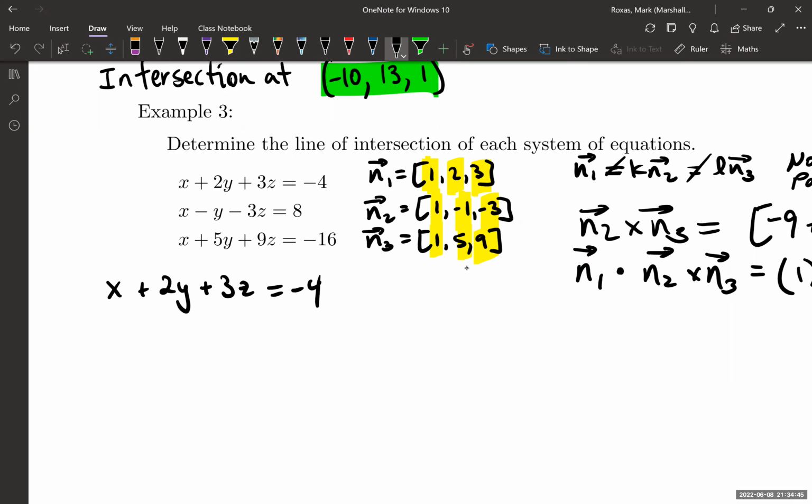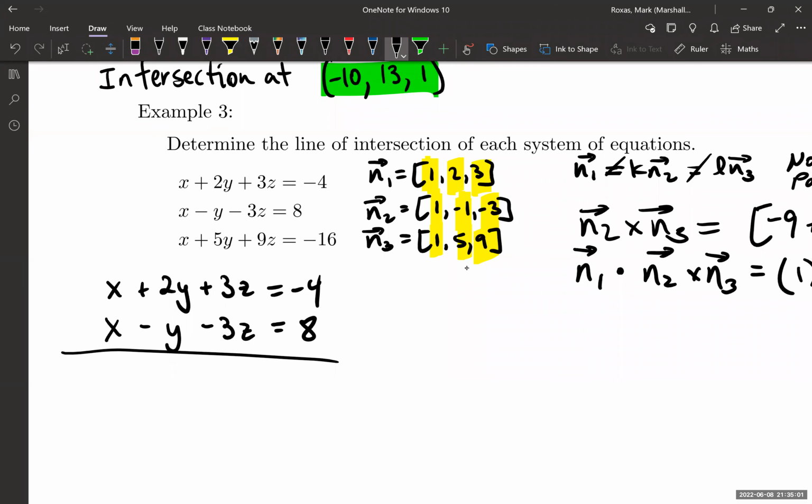Okay, and I'm going to take the second equation, x minus y minus 3z equals 8. And I'm going to eliminate x, the easiest one to eliminate. They all have the coefficient of 1. So let's eliminate x by subtracting both equations.